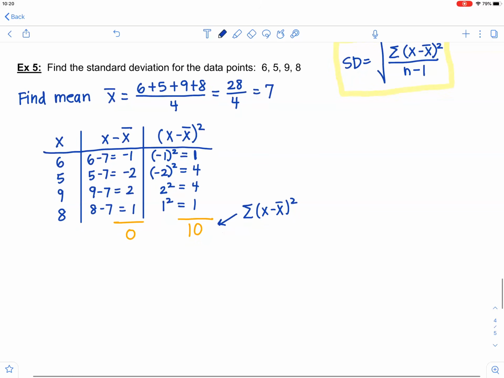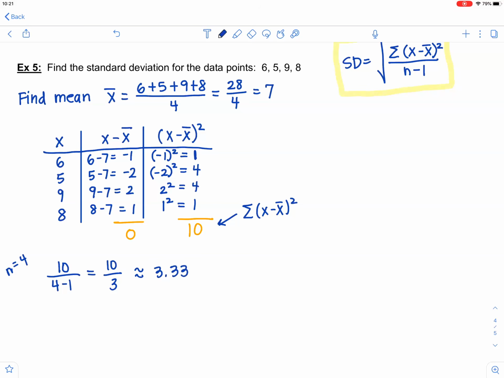So our next step is to take the 10 that we found and divide by n minus 1. Our n is 4. N is just talking about the number of data points that you have. So we want 10 divided by 4 minus 1. Now, if you are using MyLab and Mastering, what they will instruct you to do is round at this point. So if you're looking at 10 divided by 3, it's a repeating decimal, and we can round it to 3.33.